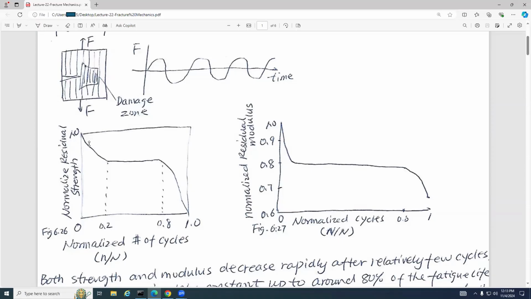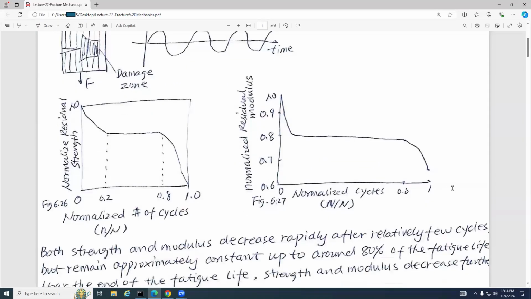As the number of cycles goes up, this goes down quickly, and then from about 0.2 to 0.8 we have a relatively flat region. This is the plateau, the flat line, and then after 0.8 the strength goes down much more quickly.